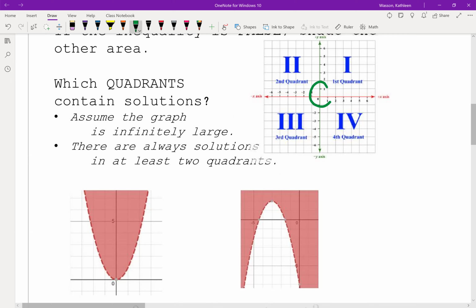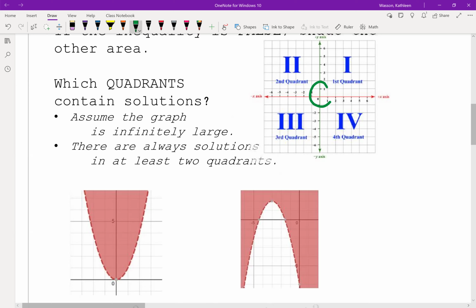Whenever you're describing where the solutions are, assume that you zoom out as much as you can and you can see the whole big giantest graph there ever was. And that's how you'll answer what quadrants contain solutions. So it may not be just what you see on the graph on the square that you are drawing on.